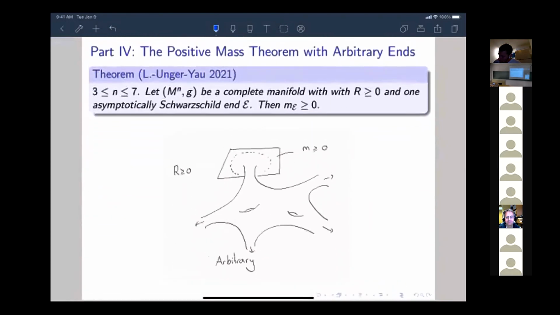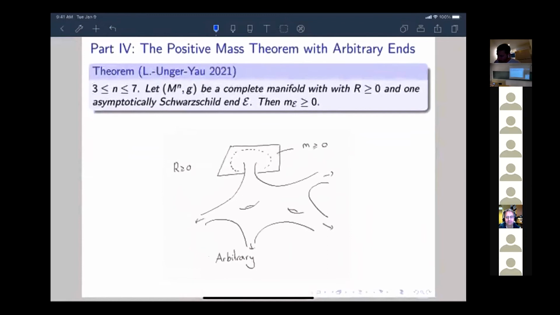Okay, so this is actually the main theorem we have. In dimensions from 3 to 7, a complete manifold with non-negative scalar curvature and one asymptotically Schwarzschild end. I'll describe what that means. It's a slightly more stringent assumption than asymptotically flat, but it's weaker than harmonically flat. Anyway, then the mass of that distinguished end is non-negative.